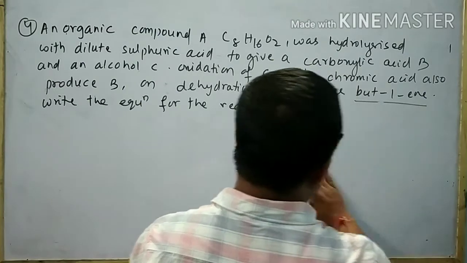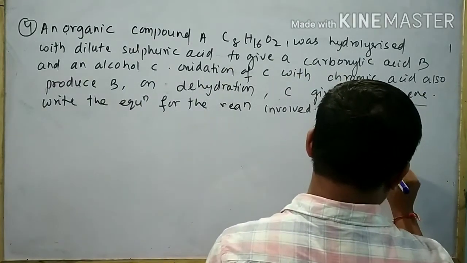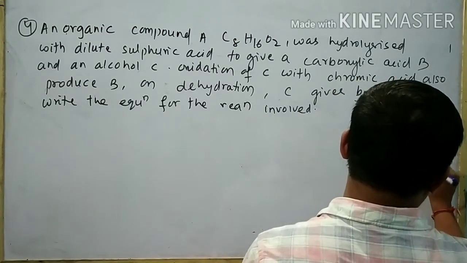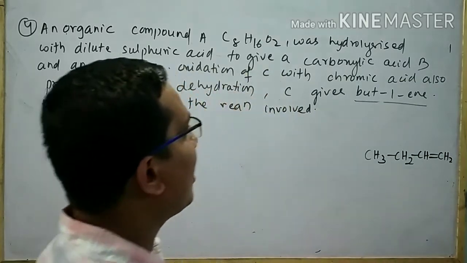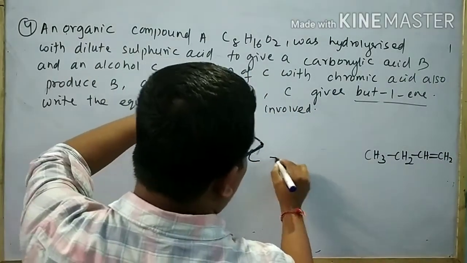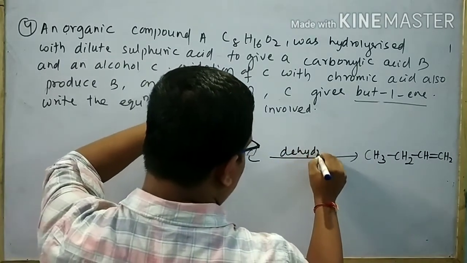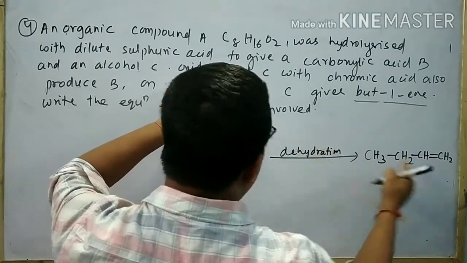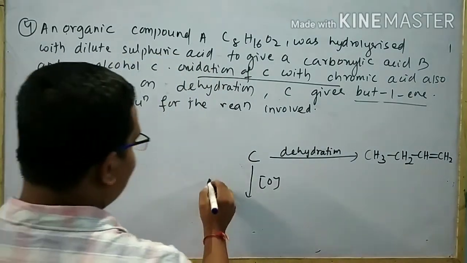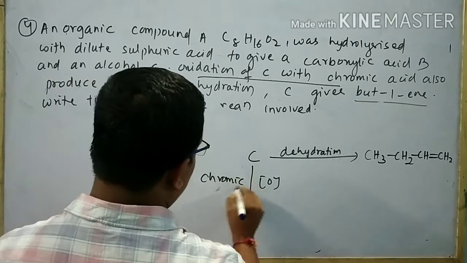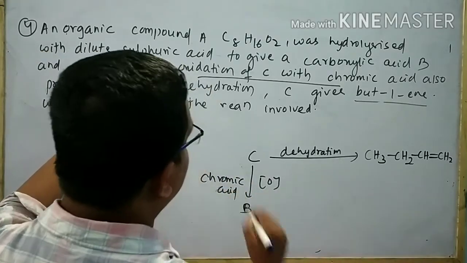At first, I will write the structure of but-1-ene, CH3, CH2, CH double bond CH2. C on dehydration gives but-1-ene. C on oxidation with chromic acid also produces B.